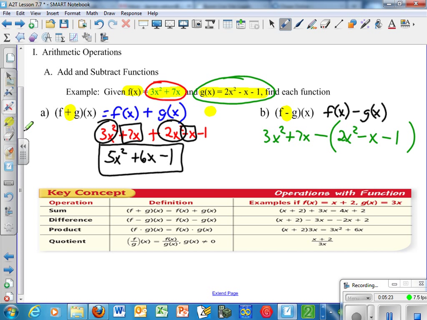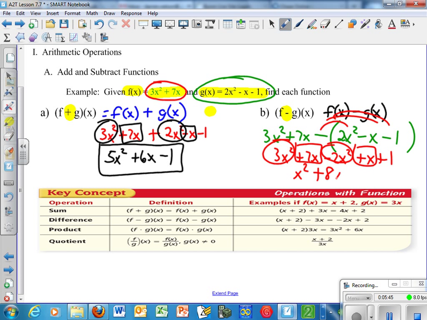Now what we need to do is distribute our opposite sign there. So these first two terms aren't going to change, but this is going to be minus 2x squared plus x plus 1. Changing each of those to the opposite, or distributing the negative 1 through. Now we combine like terms. 3x squared minus 2x squared is x squared. 7x plus 1x is 8x. And then I have this plus 1 here. So it's x squared plus 8x plus 1.